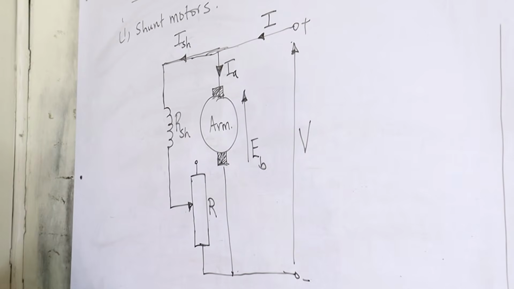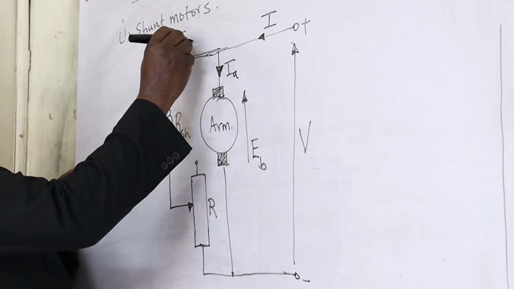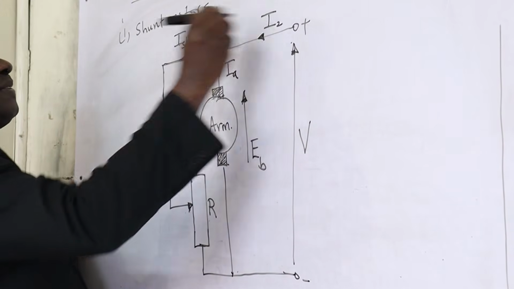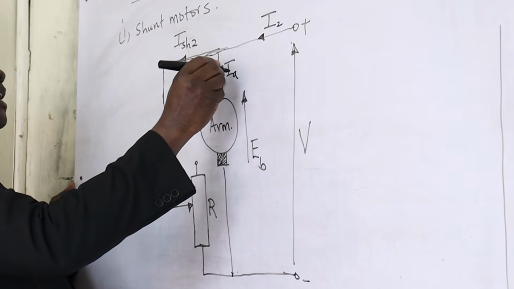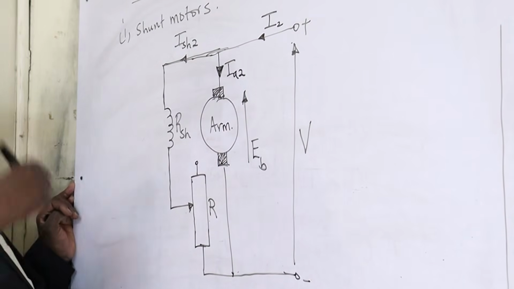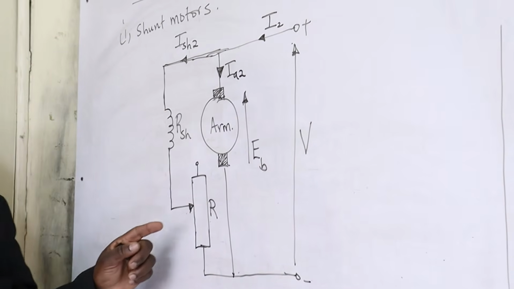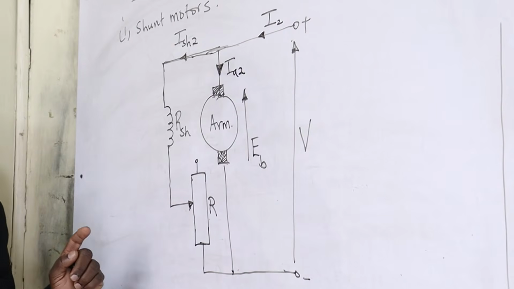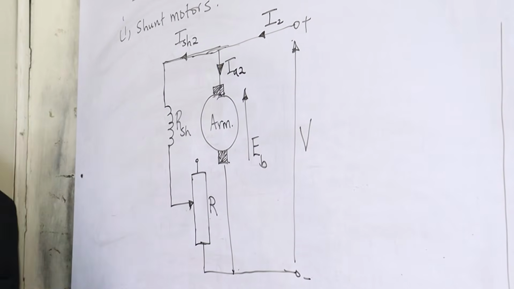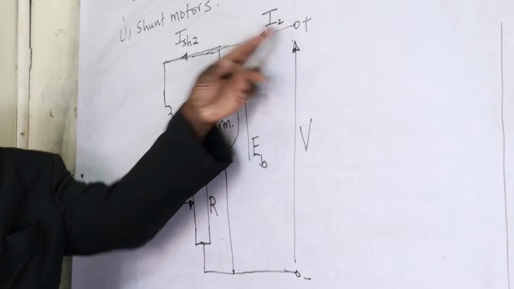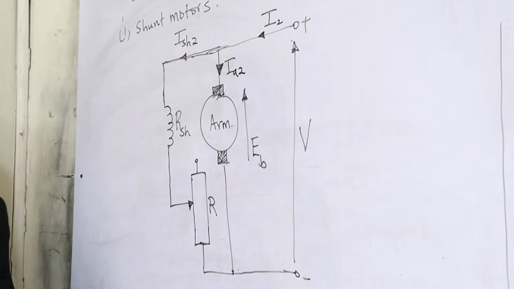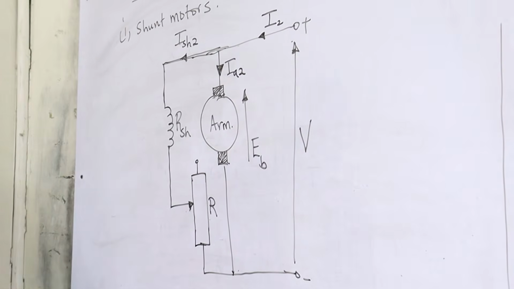So from this it can be seen, this will now be called I shunt 2. This will be I2. And this will be IA2. Because originally there was no rheostat in this particular circuit. By that time we had I shunt 1 flowing. We had I1 drawn from the supply. We had IA1 flowing through the armature.